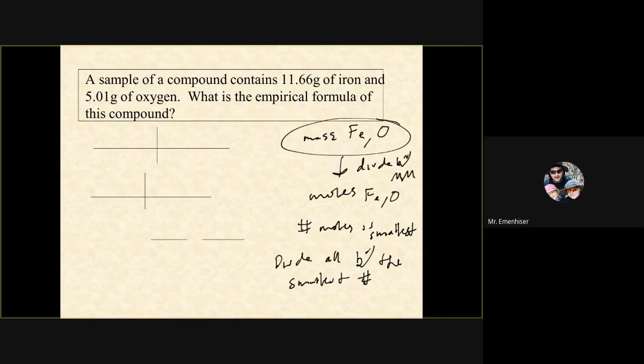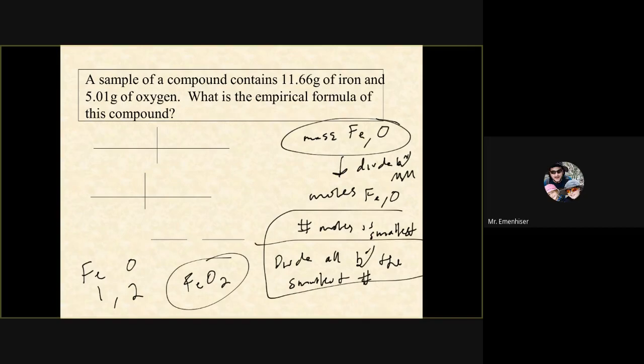Now, if you don't get a whole number, there sometimes is one last step, and you have to make it a whole number. So let's say that we divided them into each other, and we got 1 and 2 for iron and oxygen. Then what's our formula? FeO2. Boom. Okay, so if you ended up dividing this last step, where you divide all of them by the smallest number of moles, you get, let's say, 1 and 2. Well, then there's 1 iron and 2 oxygen. That's our ratio between our elements, and so that's our formula.